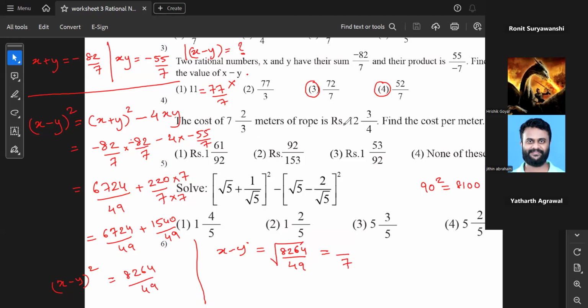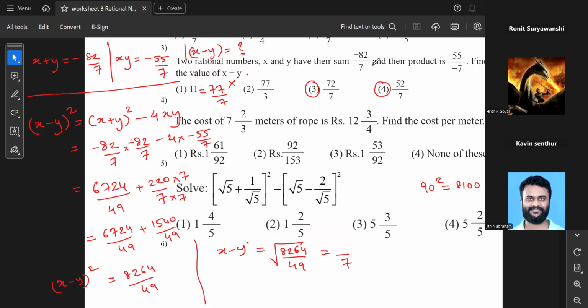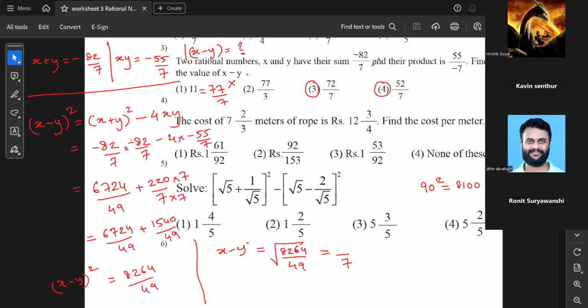Sir, instead of minus 55 by 7, if we take plus 55 by 7, then we can get the answer as 72 by 7, because then it will be 5184 upon 49. And the square root of 5184 upon 49 is 72 upon 7. Okay, I first think of that, it will be plus 55 upon 7 instead of minus 55 upon 7. Thanks a lot for the efforts you have taken.